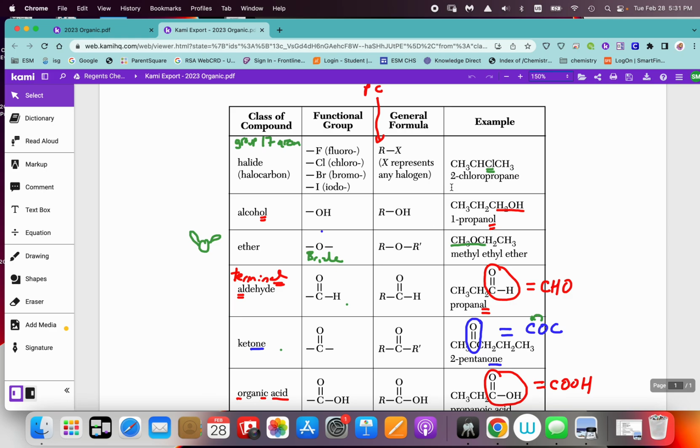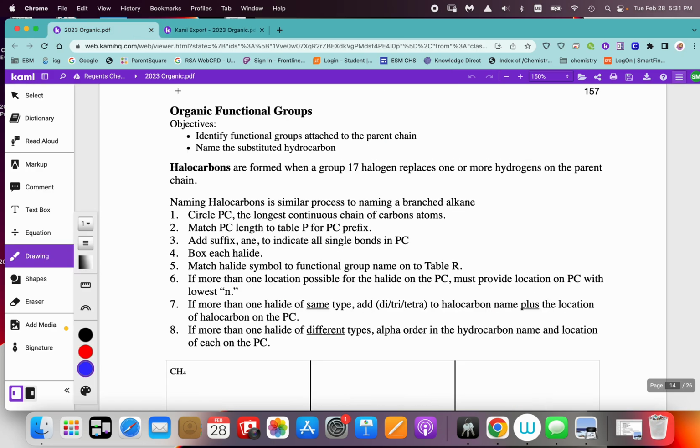And when it comes to the names, we have example names. So whenever you're going to name an alcohol, take a look at the example name in table R, and use this as your model for your name. So here we go. We're going to start with halocarbons, when we replace one or more hydrogens on the parent chain with a group 17 element.